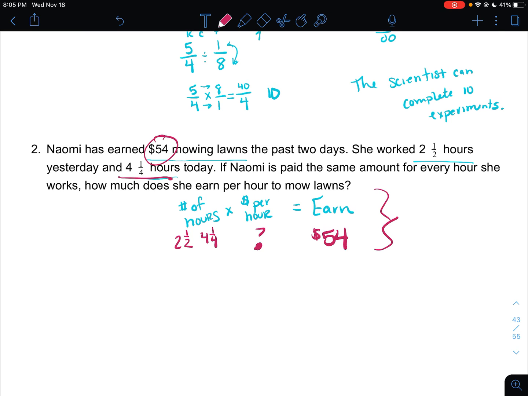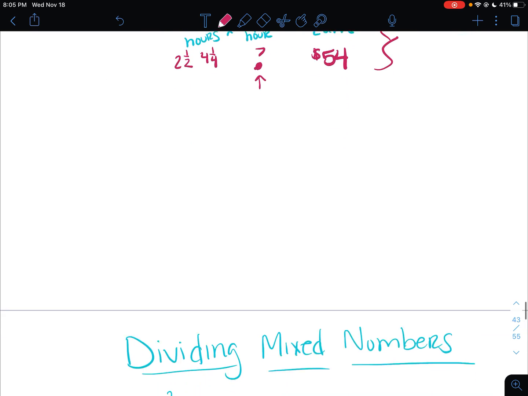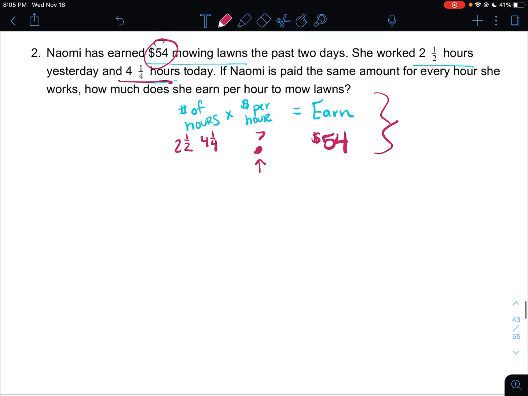So this right here is a nice little preview of our algebra unit coming up. That's algebraic thinking right there, okay? I think about what I know and what I don't know. So I need to figure out how to figure out the dollars per hour.